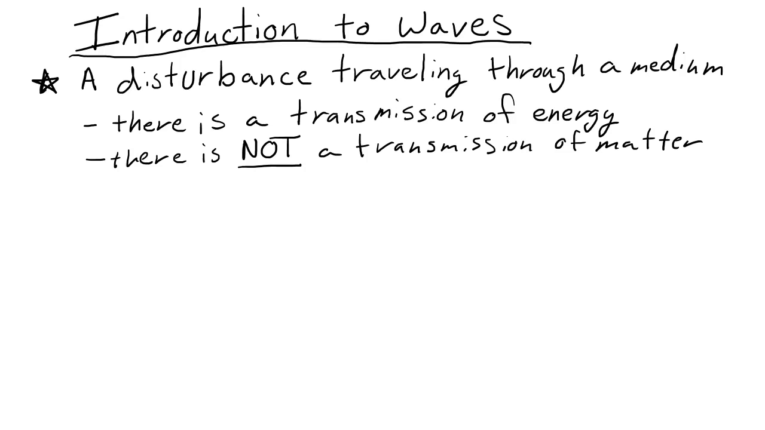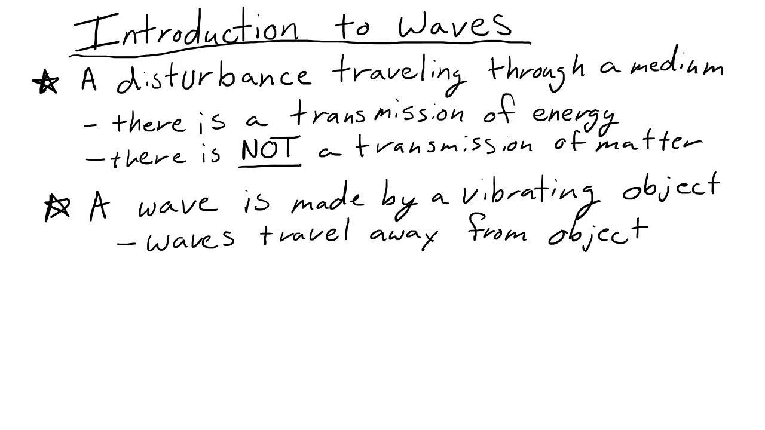So, what causes a wave? A wave is generated by a vibrating object, and the waves that are generated by that object travel away from the object. So you might think about if you shake a slinky, you're oscillating the slinky back and forth, and the waves are traveling away from you, the wave generator. It's important to know that the particles of the medium vibrate about a rest position at the same frequency as the source that you're vibrating.